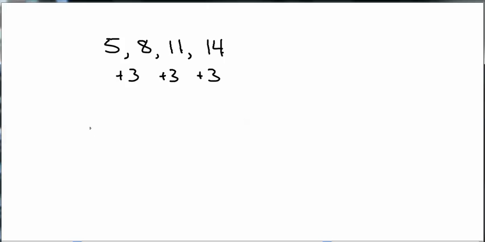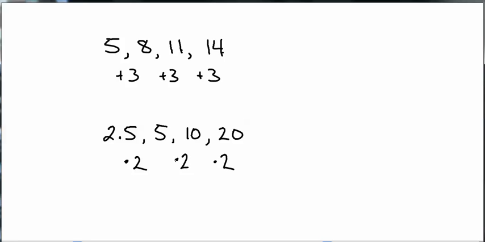B, you've got 2.5, then 5, then 10, then 20. What's the pattern? Multiplying by 2, very good. 10 times 2 is 20. So the pattern is to multiply the previous term by 2. Okay, fair enough?